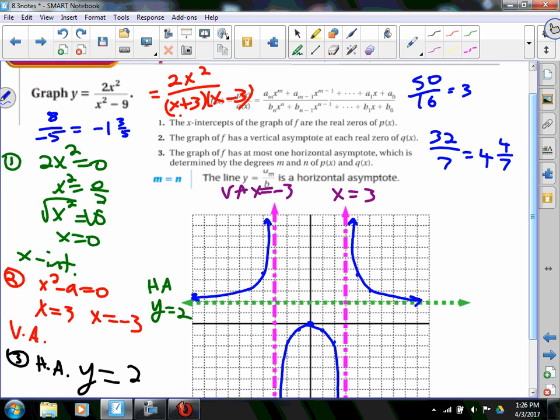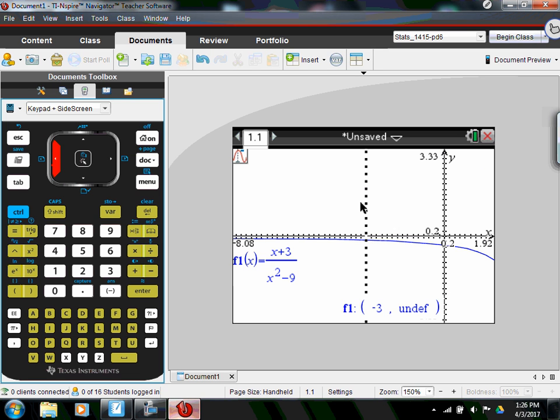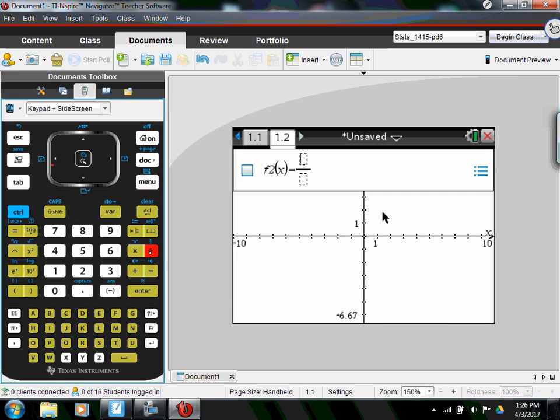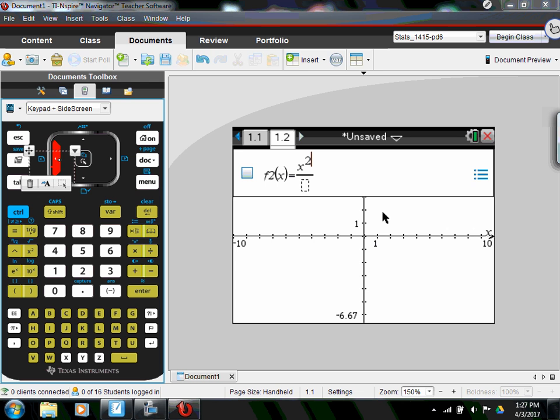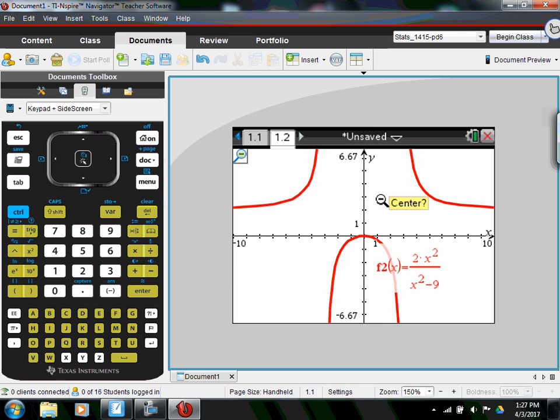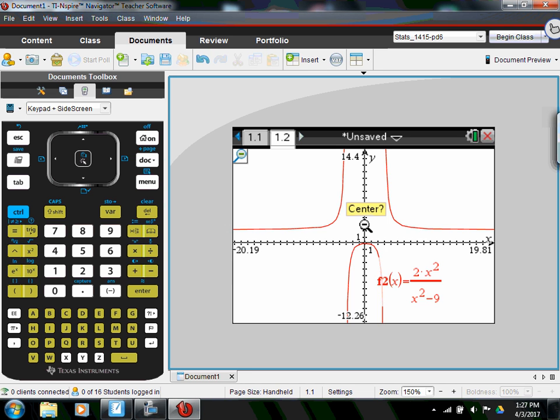And what did I tell you? Duck, insert, graphs. What was in our numerator? 2x squared. And then I typed the 2. It didn't like my 2. My computer's overheating. So x squared minus 9 in the bottom. Thank you. So here we go. How'd we do? We didn't do so bad, huh? I'm not going to comment on the shape of the graph, I don't think. Zoom out, menu, zoom out from right about here.